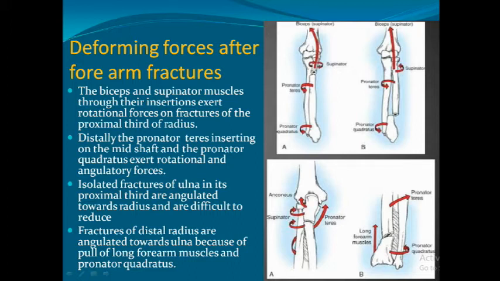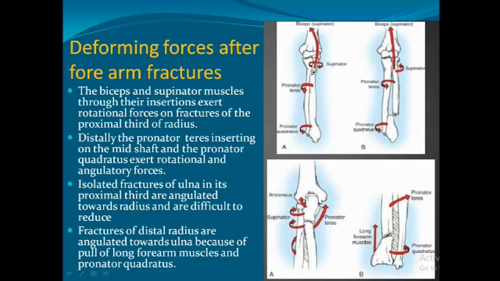Okay. And there is the supinator muscle, which is inserted on the proximal and posterior part of the radius, the upper third of the radius. So it will try to rotate the radius whenever a fracture below it occurs. In the distal part, you can see the pronator teres, which exerts a rotation movement. Okay. And also pronator quadratus distally. So these two are angulatory forces.